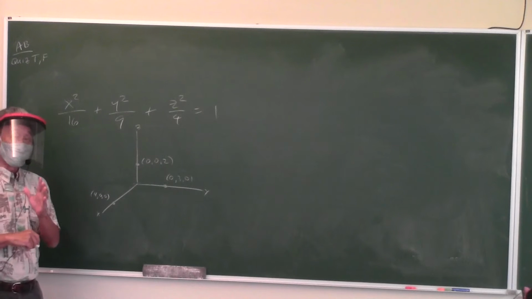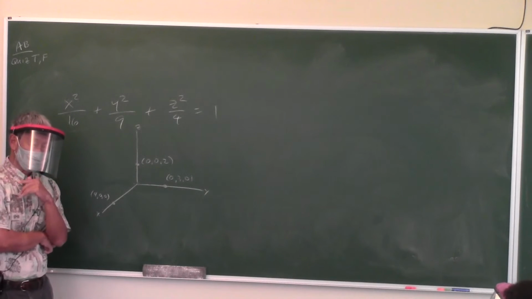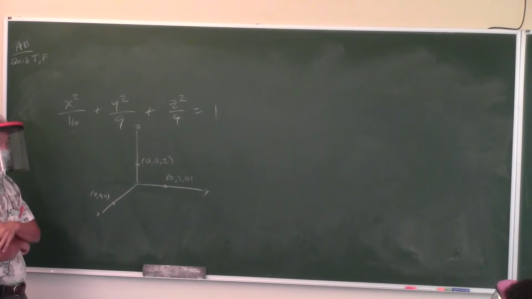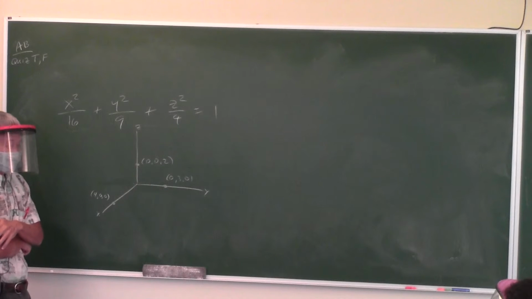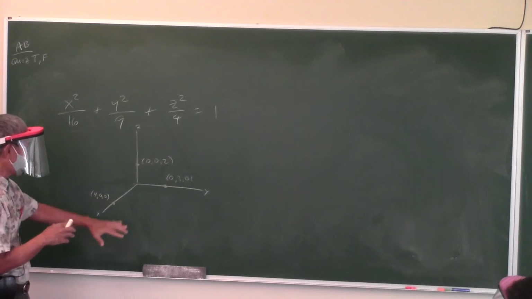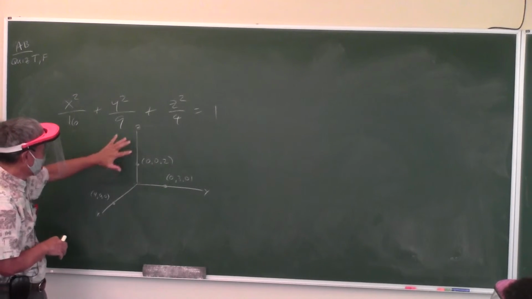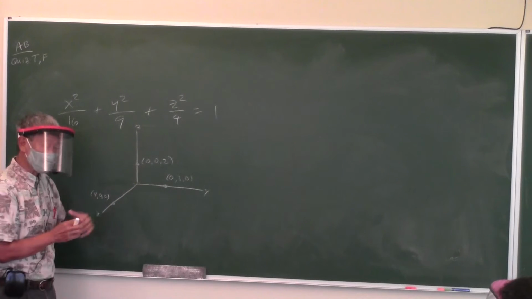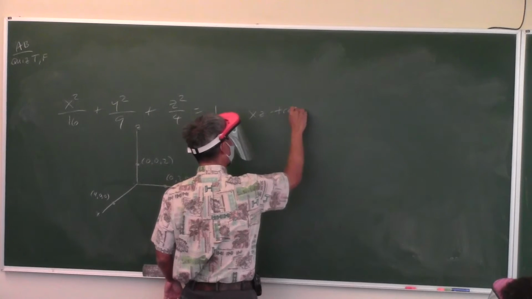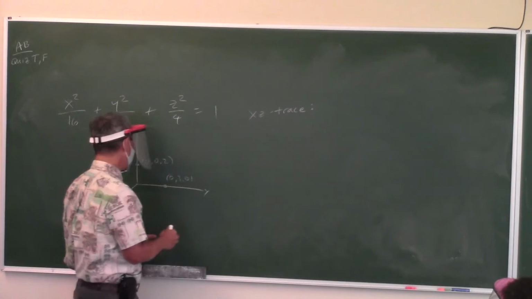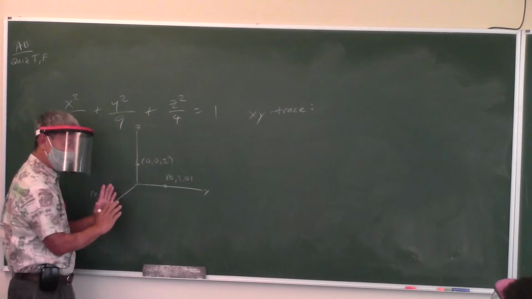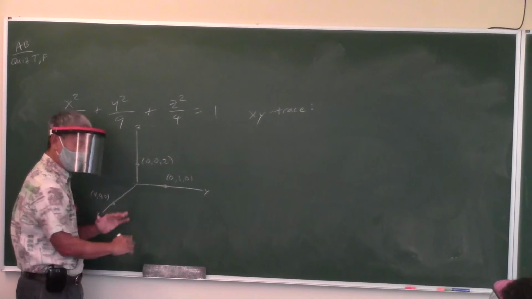Okay, but now we have to look at the traces. What were traces again? That's where the graph intersects the xy plane, the xz plane, and the yz plane. These are called traces. So how do you figure out what the xz trace is? No, let's just do the xy trace first. How do you figure out where this graph intersects the xy plane?